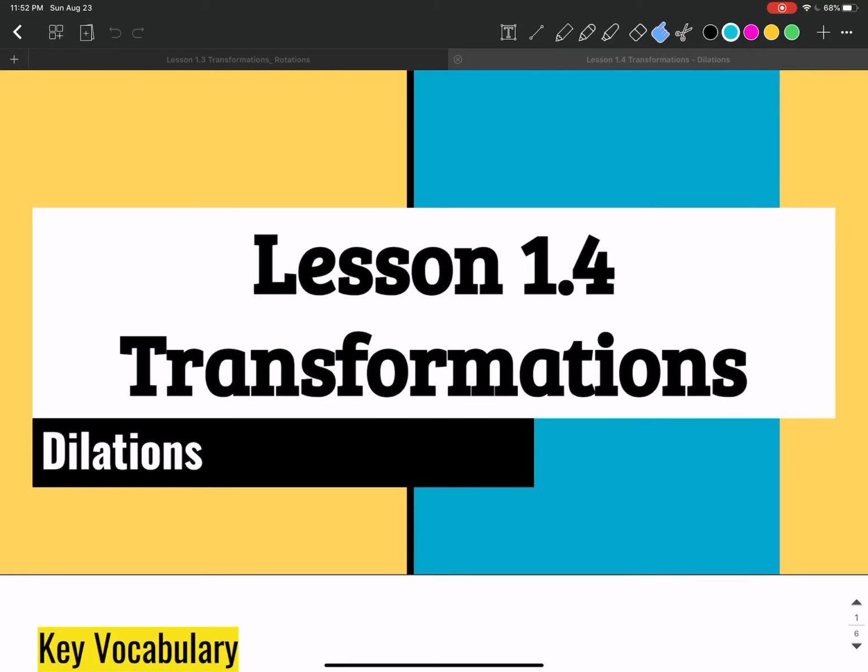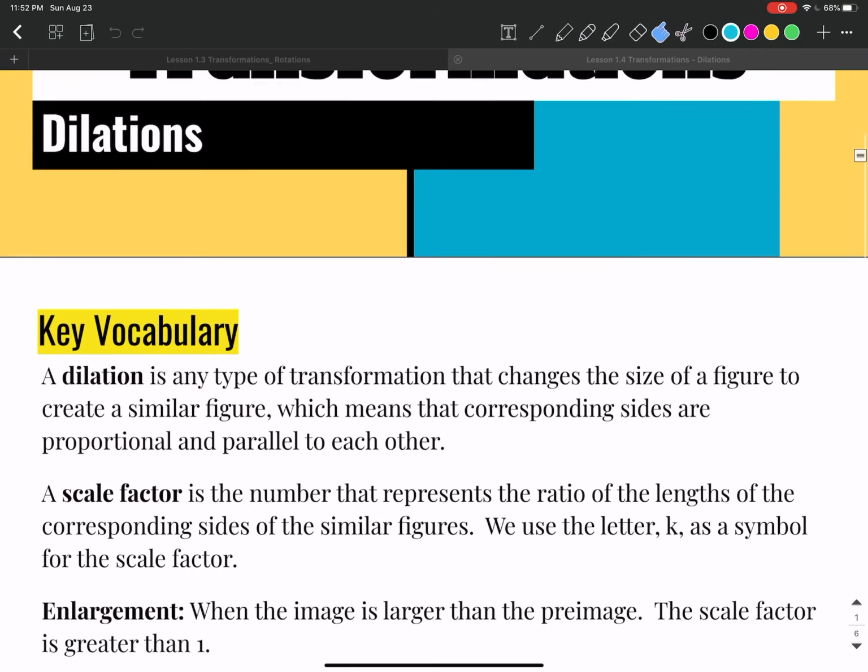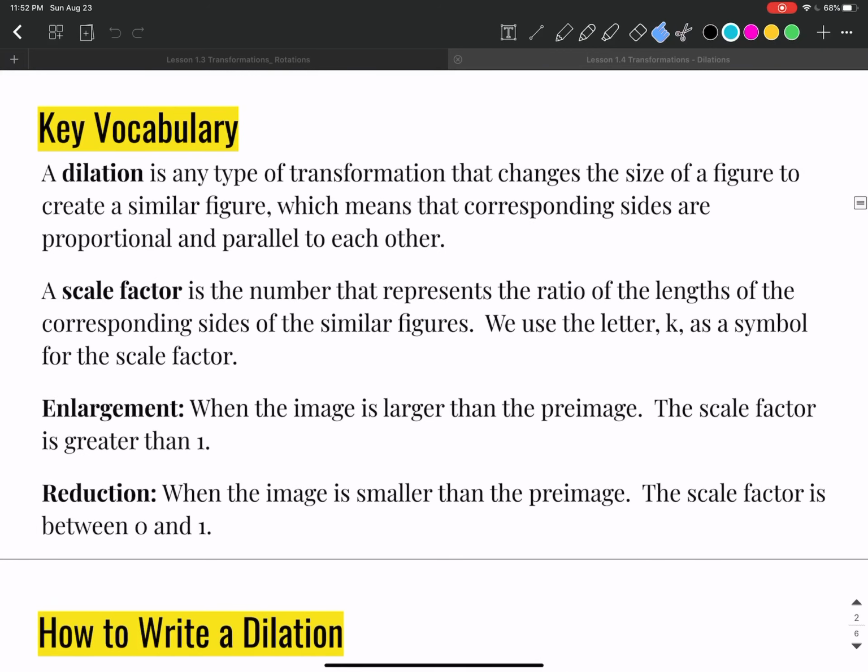Hey guys, this is lesson 1.4 of transformations, and today our focus is dilations. So some key vocabulary for us. A dilation is just taking a shape and making it either larger or smaller. The biggest thing is that these two shapes are, quote unquote, similar to each other. And we don't just mean arbitrarily similar, we mean mathematically similar, which means that corresponding sides are proportional and they're parallel to each other.